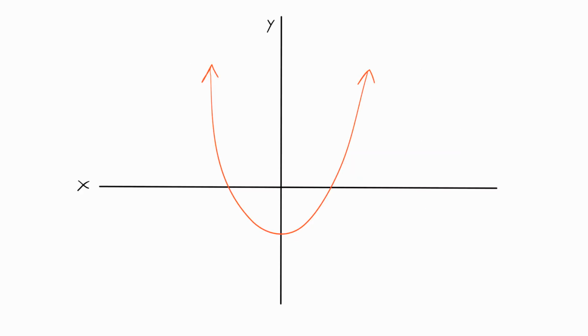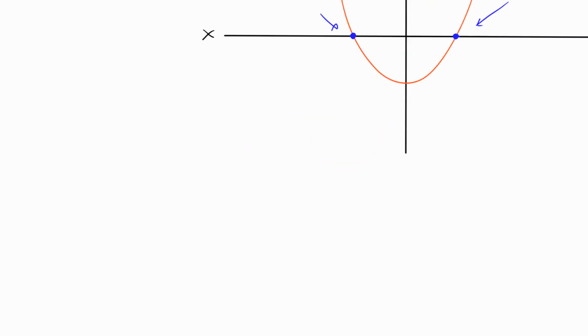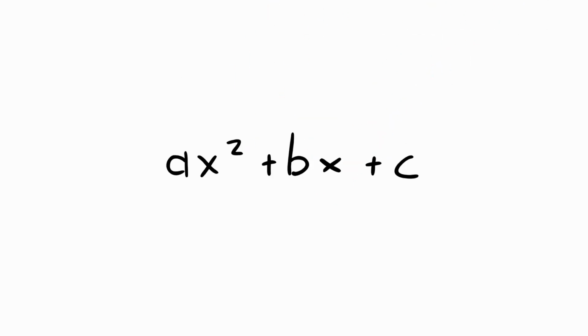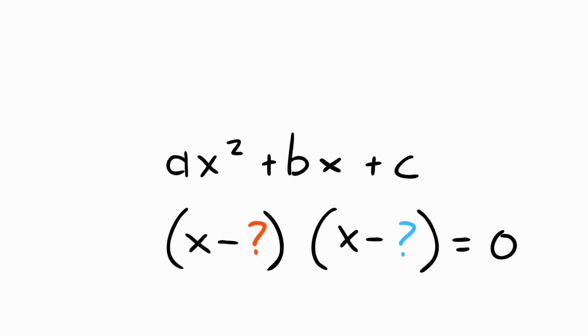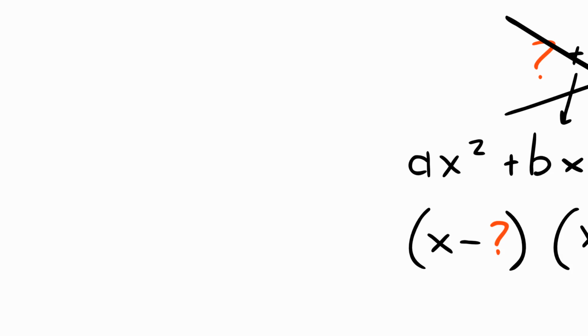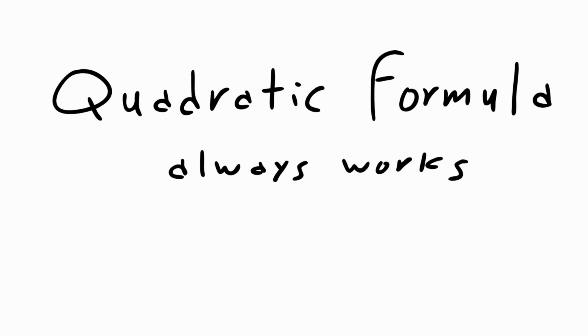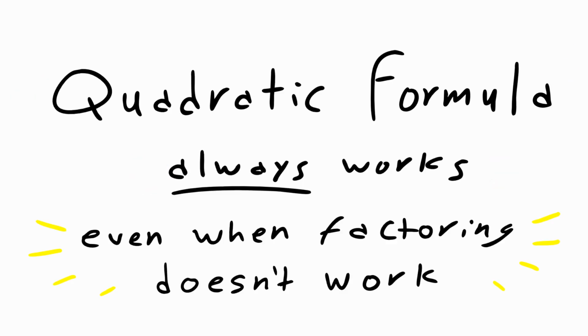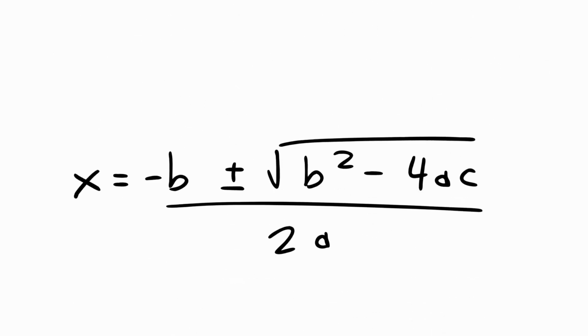The quadratic formula is used to find the x-intercepts of the graph of the equation ax squared plus bx plus c. Now usually factoring is easier and faster, but there are times when no matter what you do, it just doesn't work. And that's one of the cool things about the quadratic formula. It always works. You always get an answer. Or, in most cases, 2 answers, since there's a plus or minus in the formula right here.